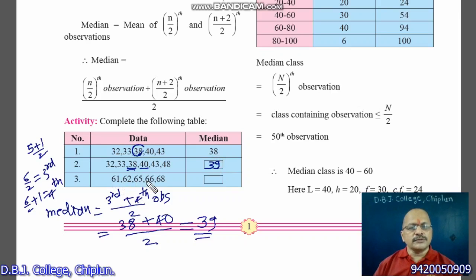Now here 5 observations are there. All are arranged in ascending order. So the middle observation 65 is the median.